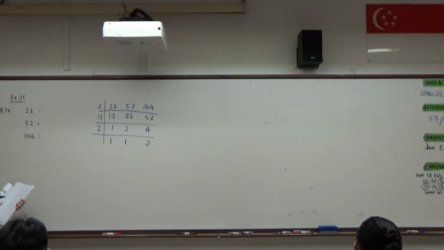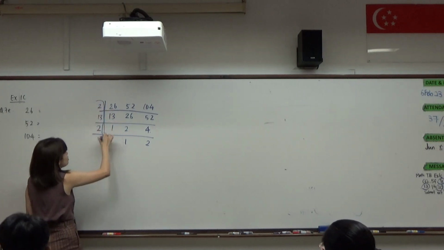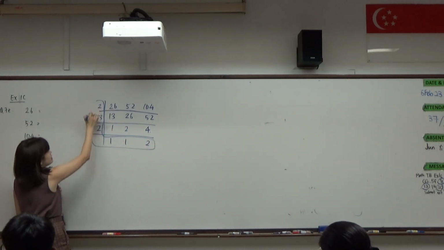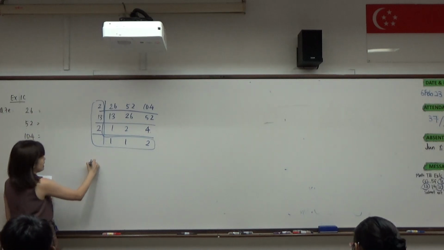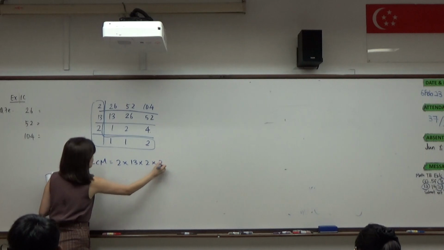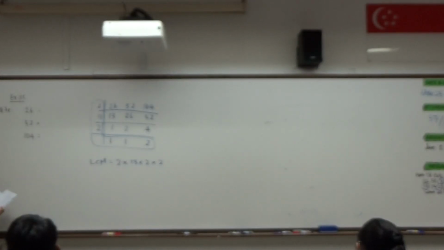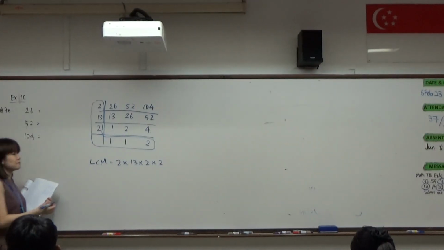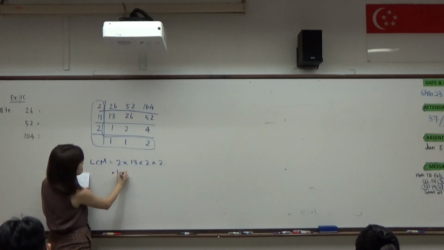Upon arriving at this, there are no more common factors. Then we follow the L shape to find that the LCM will be as such. I skip the 1 since multiplying by 1 doesn't have any impact. So therefore the answer will be 104.